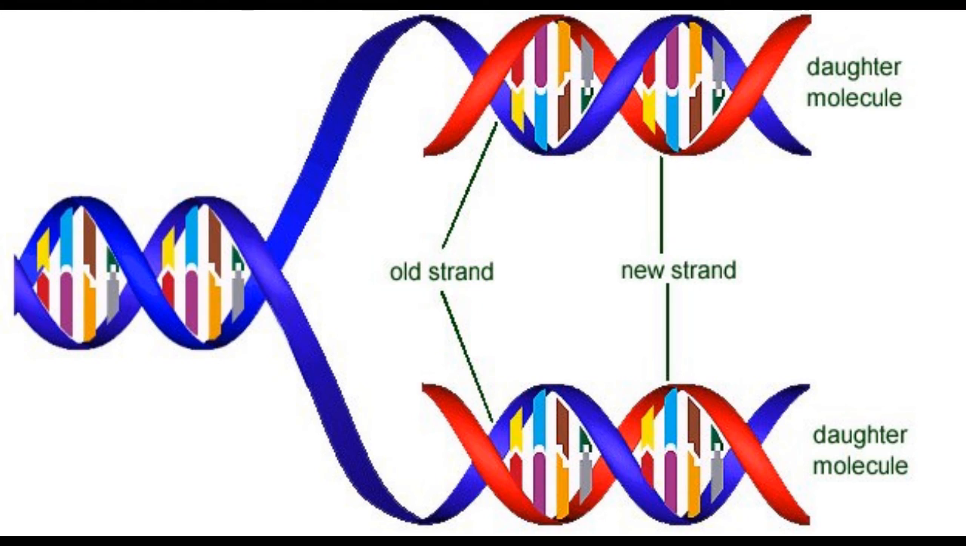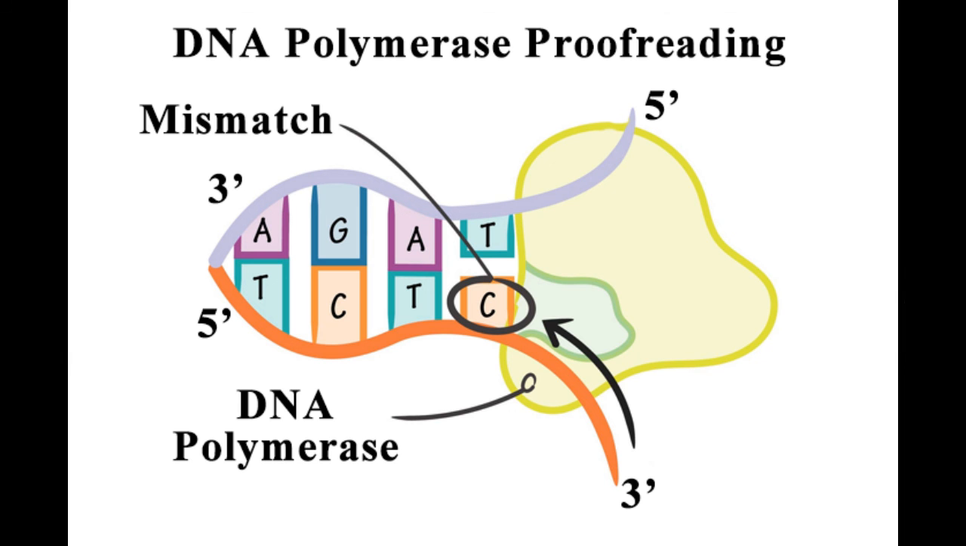Before it becomes a final product, however, it must go through proofreading, in which errors can be corrected. That is why DNA replication rarely makes a mistake during the process.